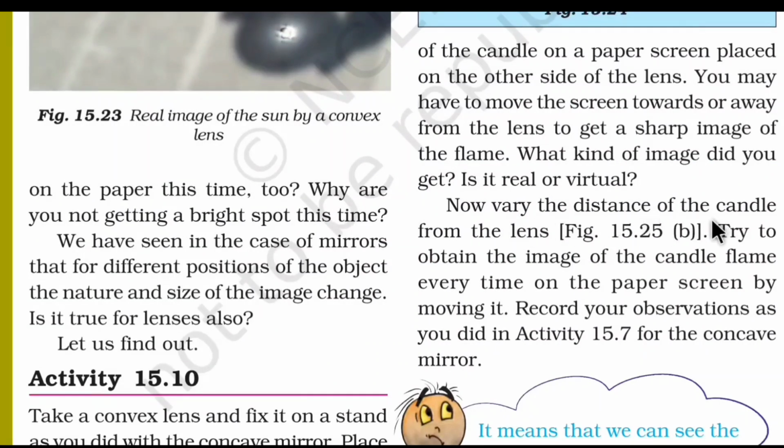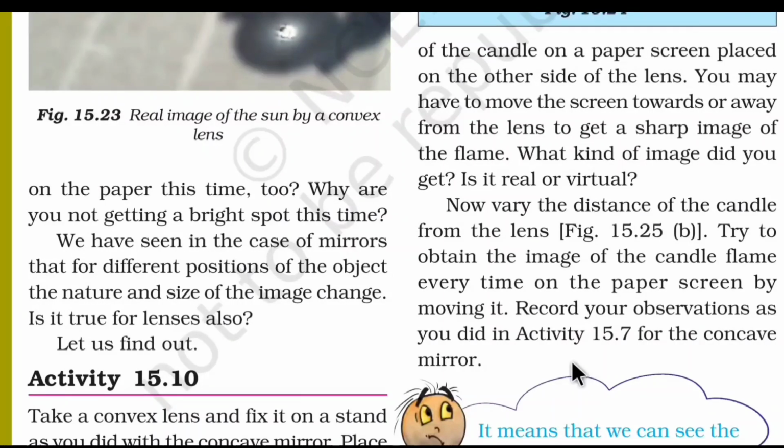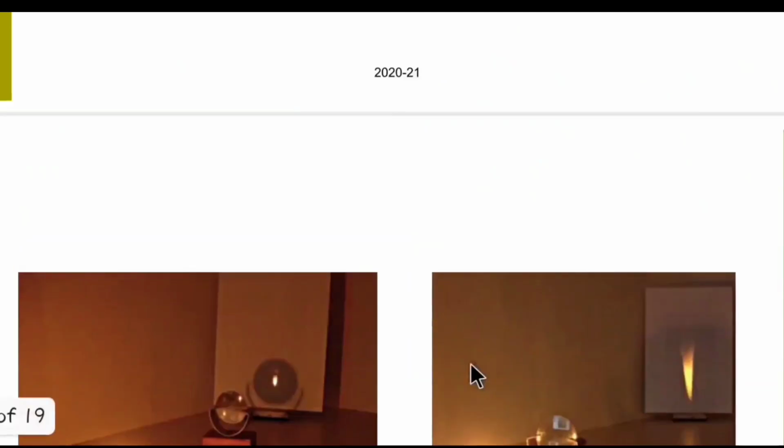Now vary the distance of the candle from the lens. Try to obtain the image of the candle flame every time on the paper screen by moving it. Record your observations as you did in activity 15.7 for the concave mirror. So what we did for the concave mirror, we will do the same activity here also. So now do it one by one.